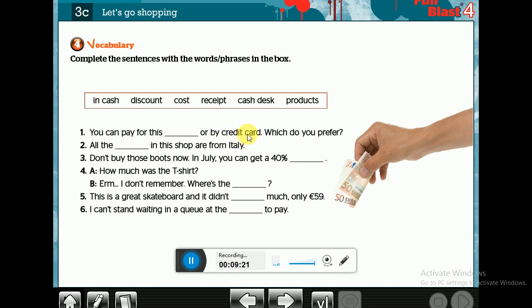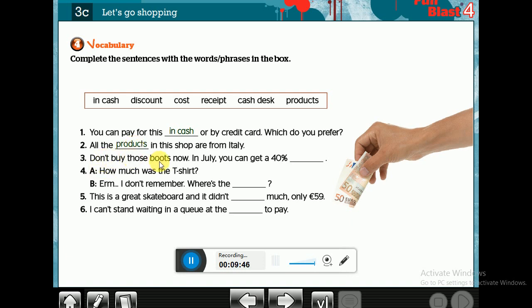So you can pay for this in cash or by credit. If you have a credit card, what is the other option to use? Yeah, very good. So in cash. The next one, all the products in this shop are from Italy. So what are inside the shop? Of course, products. Okay, very good.